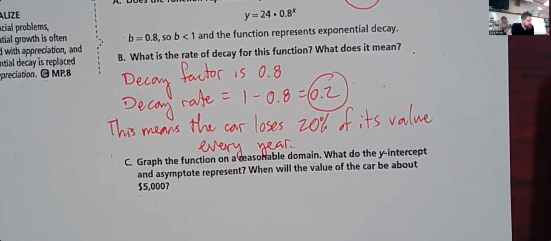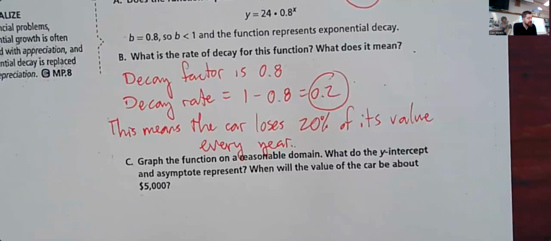Let's see. Graph the function on a reasonable domain. What do the y-intercept and the asymptote represent? When will the value of the car be about $5,000? First of all, we don't need to worry about graphing this one. Let's just take a look at the actual equation on our graphing calculators. And then let's just talk about part C, because I think we kind of understand what's going on here. So let's have ourselves a look.